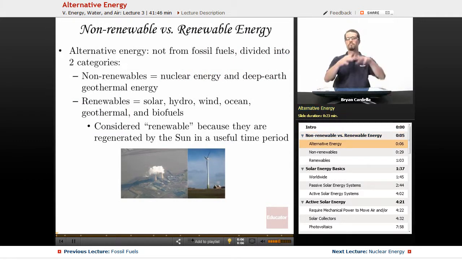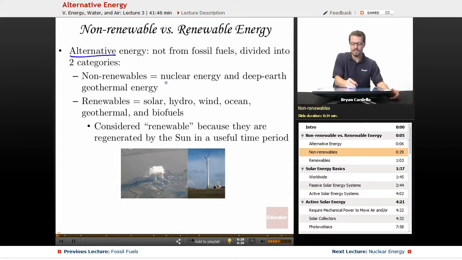Alright, so under the umbrella of alternative energy, you have non-renewables and renewables. So what is alternative energy, first off? The reason why it's alternative is because it's not from fossil fuels. So anything that is not from fossil fuels, it's not from oil, it's not from natural gas, coal, etc. It's either non-renewable or renewable.